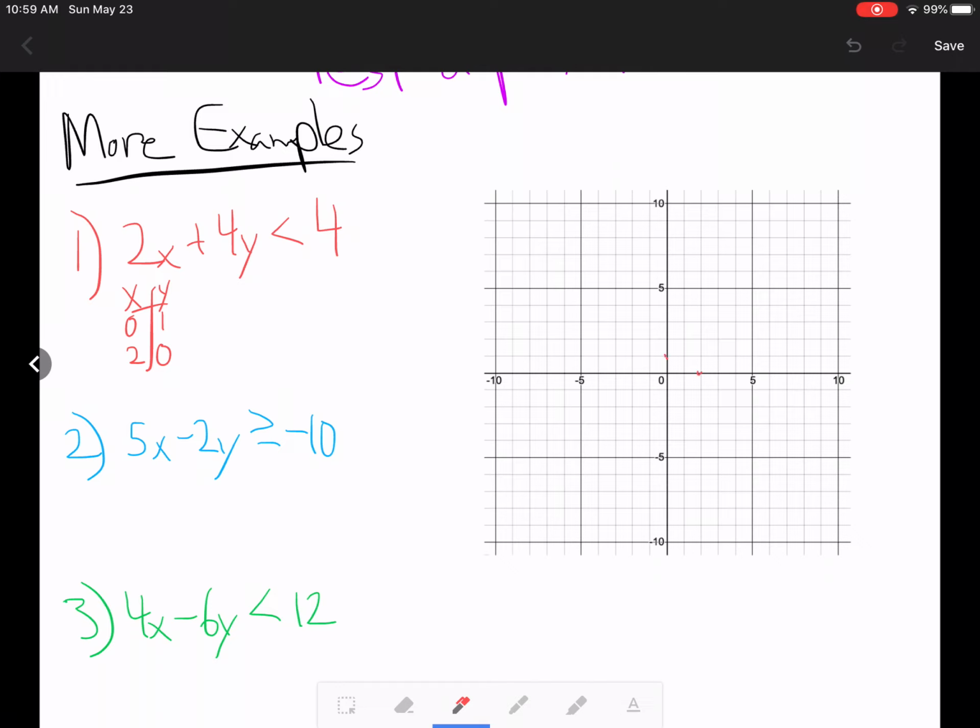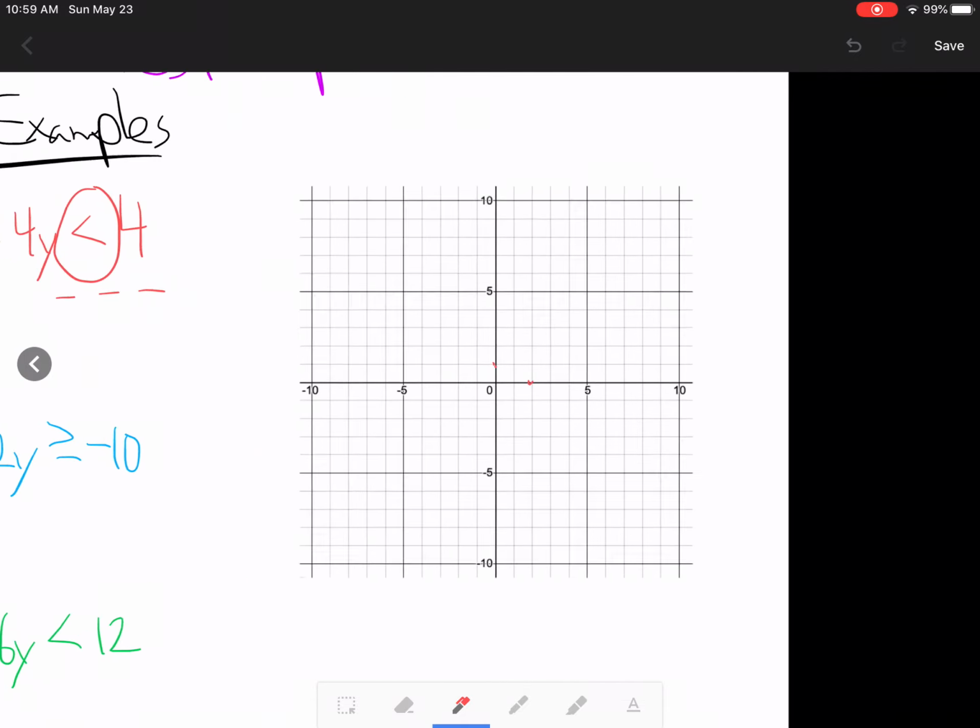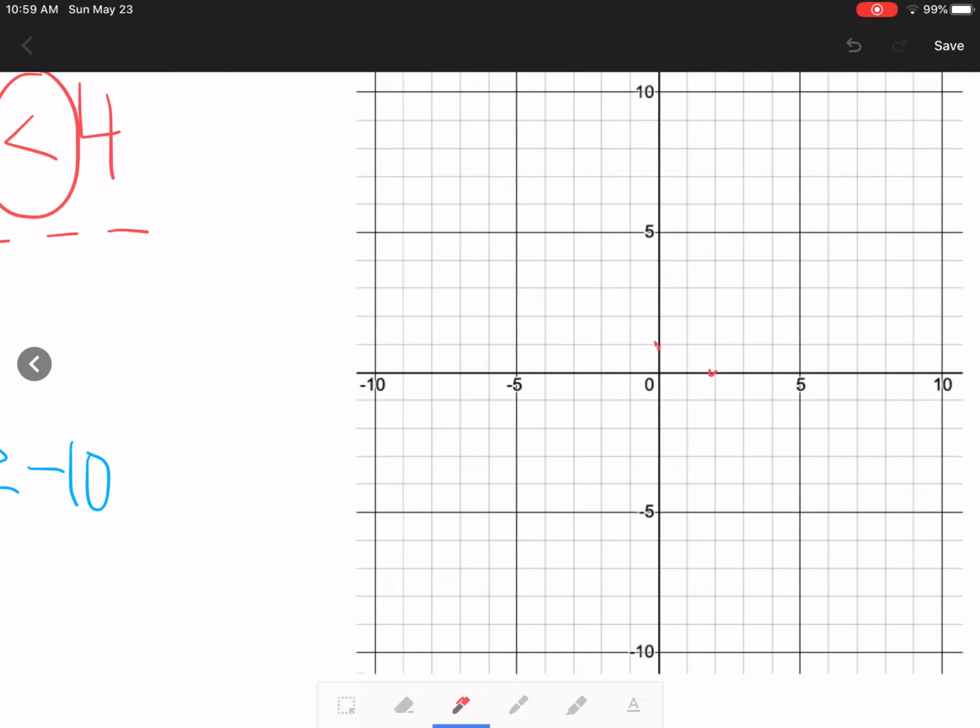Now take a look at the inequality. This is going to mean I have a dashed line. So let me draw a little dashed line kind of going through here. All right, if you need to, you can try to keep the slope going like that.